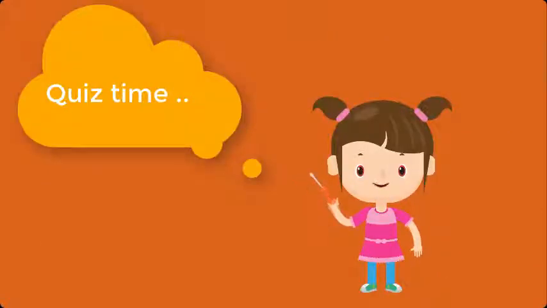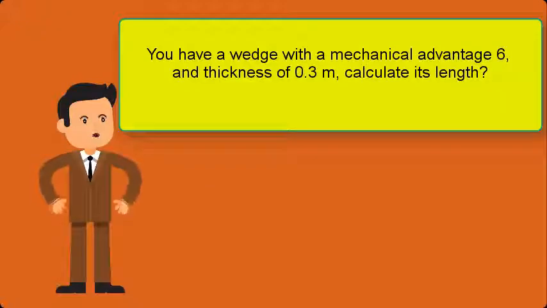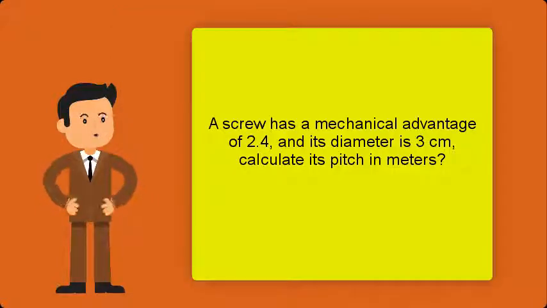Now we came to our second and final quiz. Please have your paper and pen and try to solve the following straightforward questions. You have a wedge with a mechanical advantage of 6 and thickness of 0.3. Calculate its length. A screw has a mechanical advantage of 2.4 and its diameter is 3 cm. Calculate its pitch in meters.